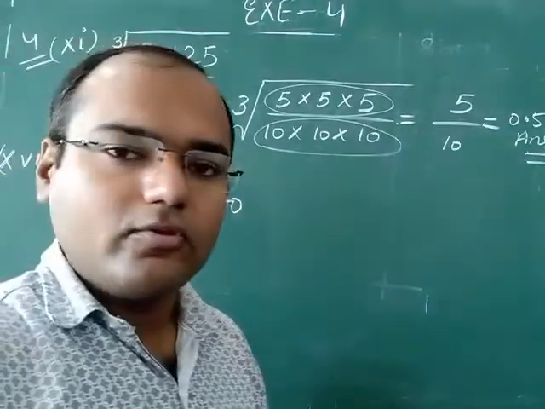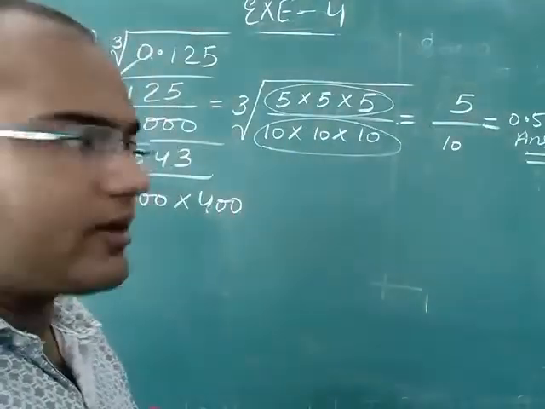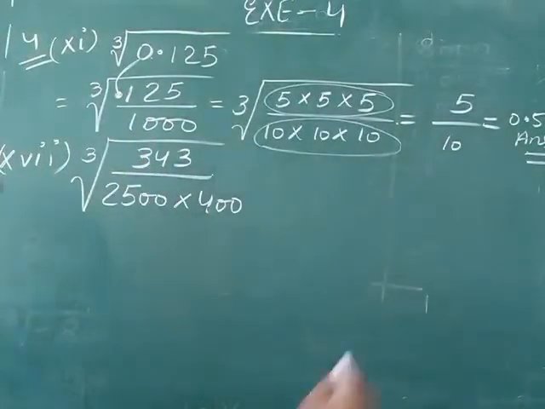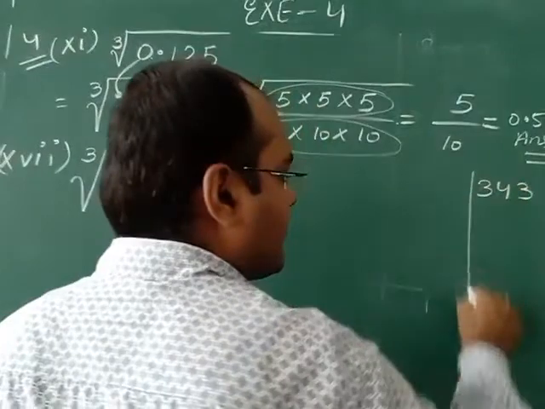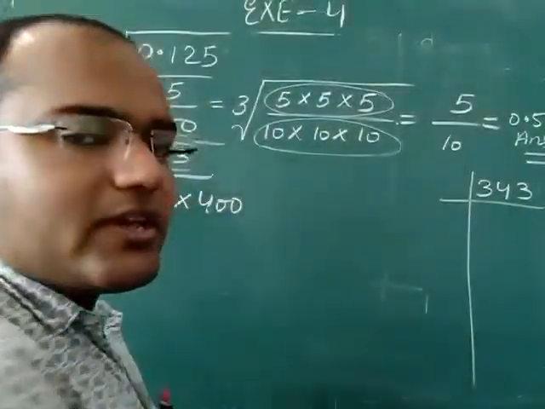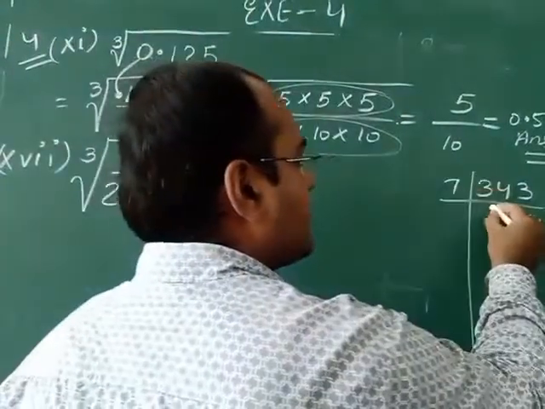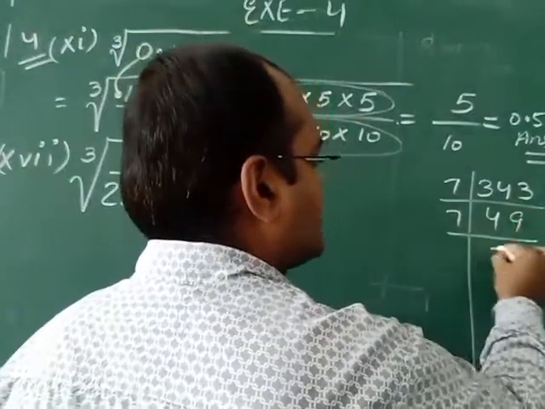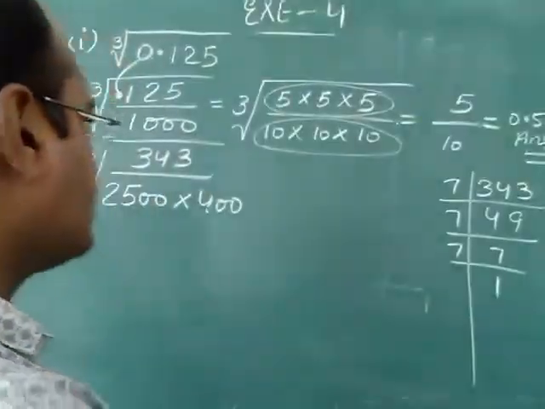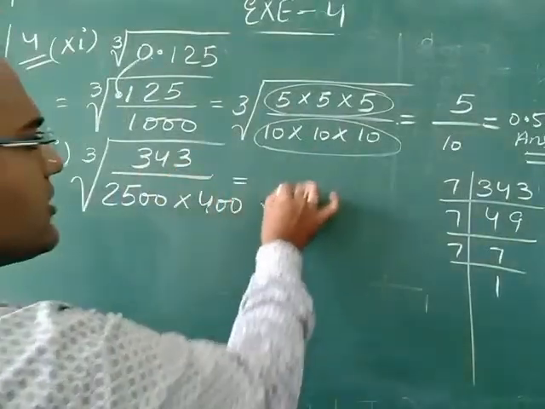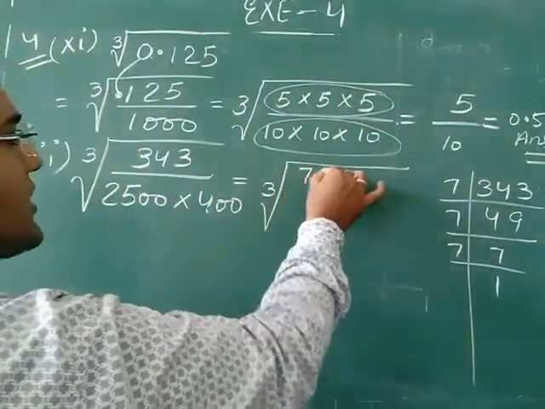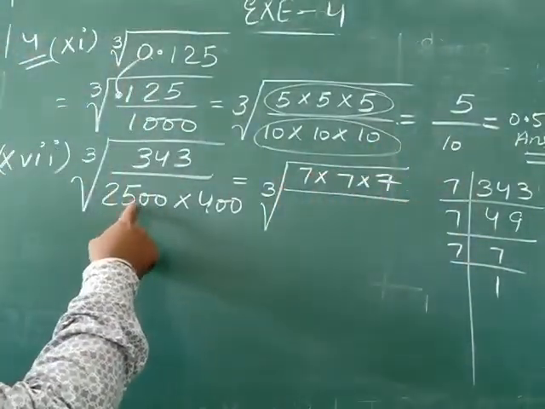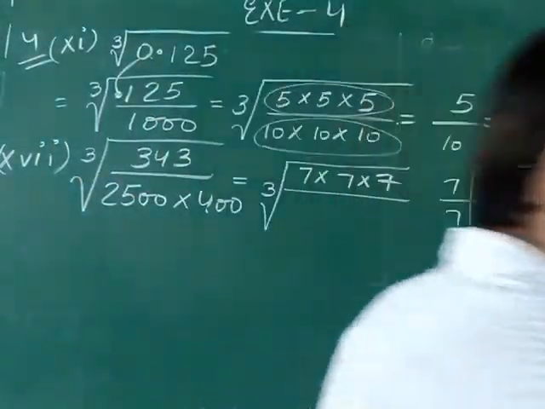Here you have to find the prime factor. You have to find the prime factor of 343. 343 comes in the table of 7: 7 4s are 28, remainder 6, 7 9s are 63... 7 7s are 49 and 7 1s are 7. So instead of 343 you have to write the cube root of 7 into 7 into 7, upon 2500.